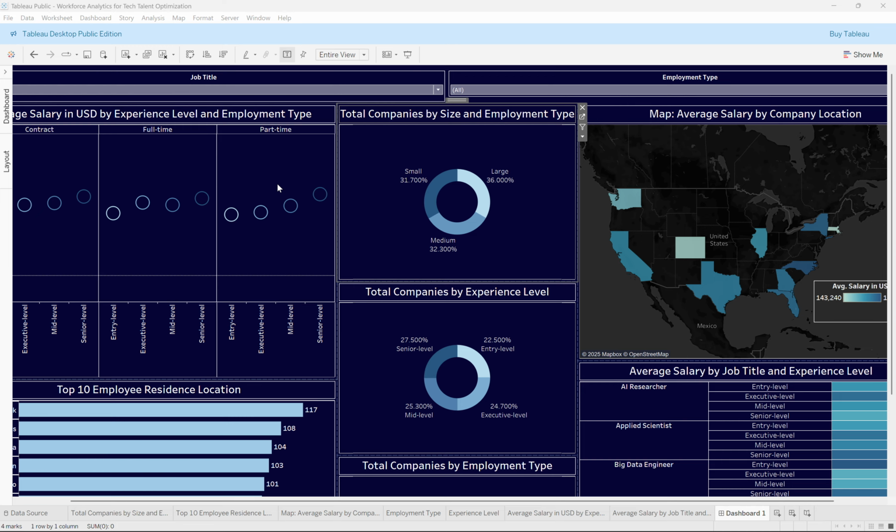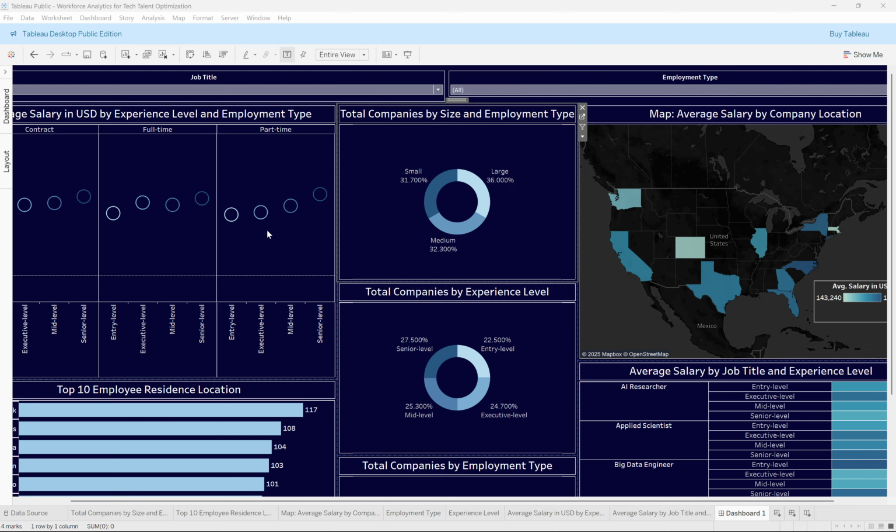Over the next 25 minutes, we are going to explore how this tech talent data can reveal patterns in salaries, experience levels, remote work dynamics, employment types, and global hiring opportunities. My goal is not just to show you what these charts are, but also to help you understand what they mean and how we use these insights to make smarter, fairer, and more strategically aligned talent decisions.